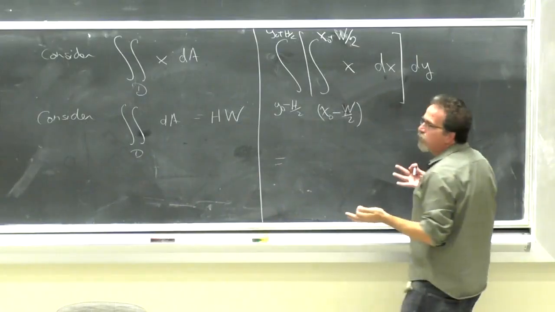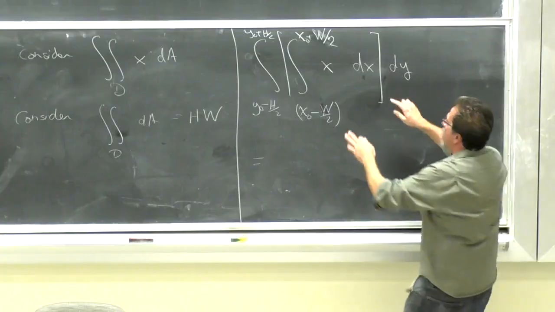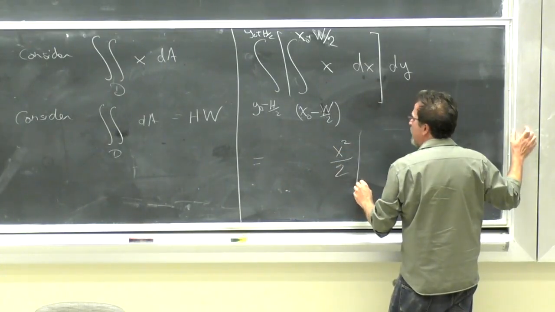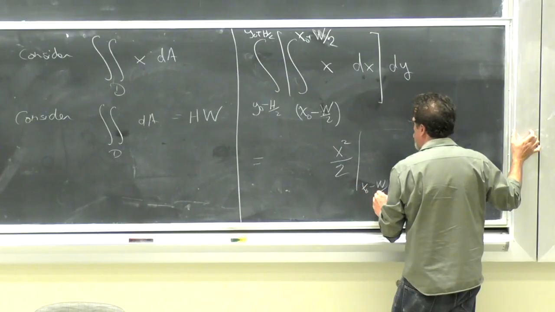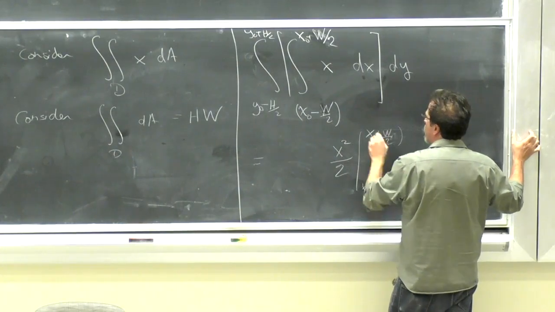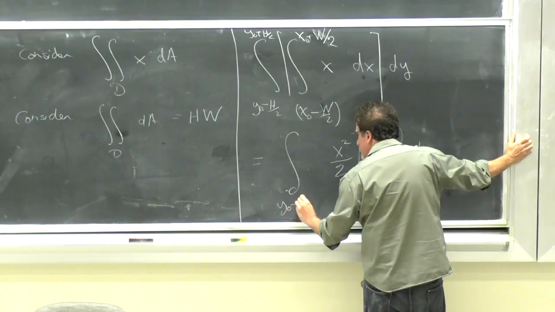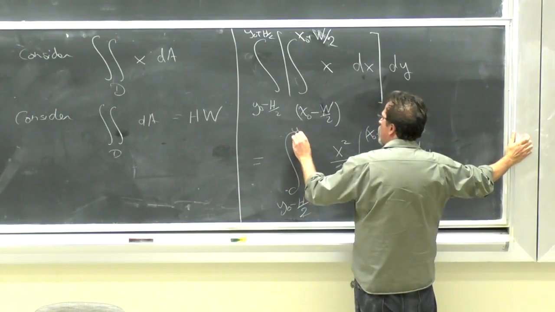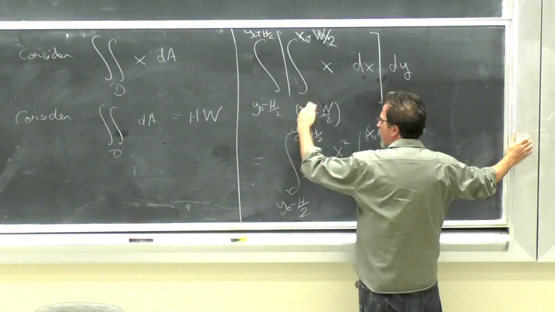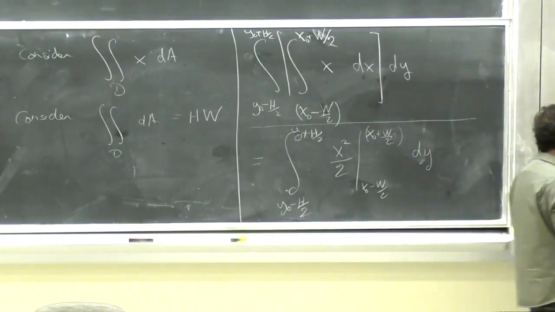And you see that this integral is really easy to do in Cartesian coordinates. So let's just do it. x dx is x squared over 2, and I have to evaluate that at x0 minus w over 2 and x0 plus w over 2. And then I have to integrate that with respect to y. y goes from y0 minus h over 2 to y0 plus h over 2. I'll just draw a horizontal line here to show this is the stuff at the top, and that's the stuff at the bottom.